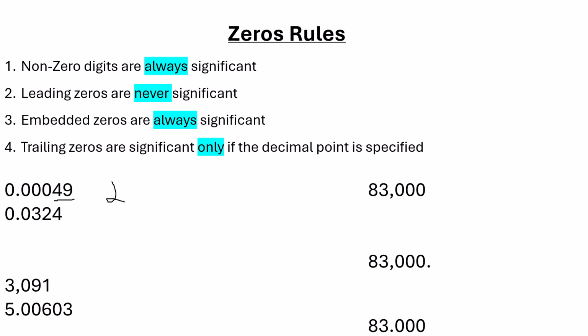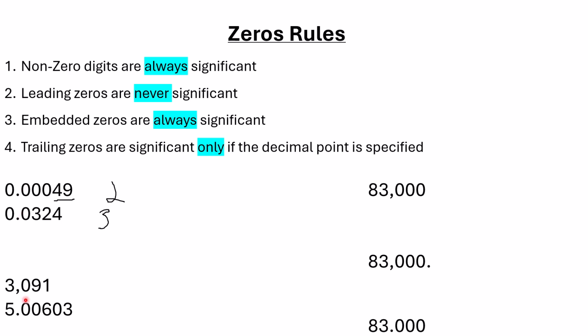Looking at example number 2, we see 0.0324. 324 are all non-zero digits. However, the zeros in the front are leading, so they are not significant numbers, leaving us with only 3 significant figures here.